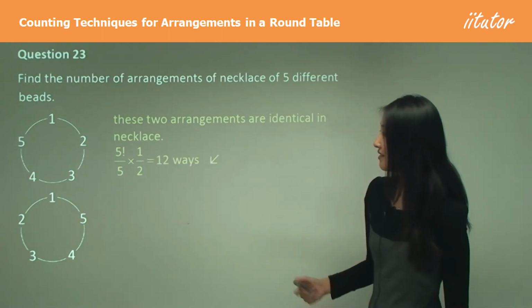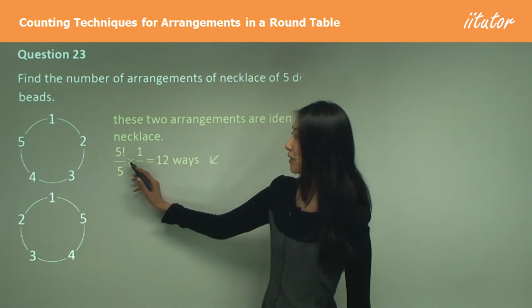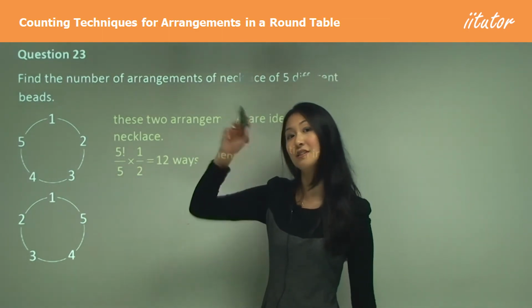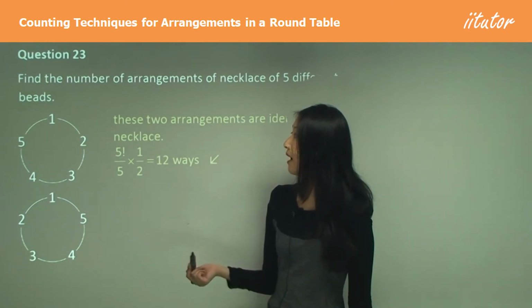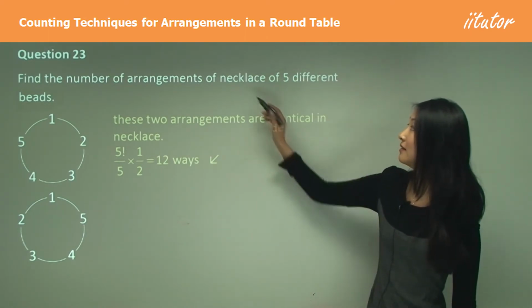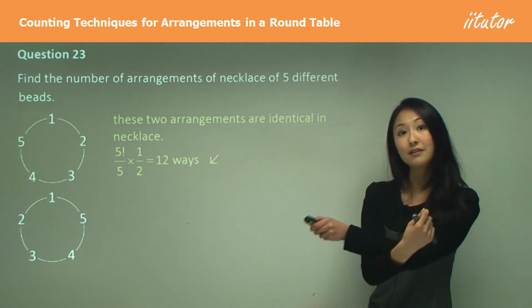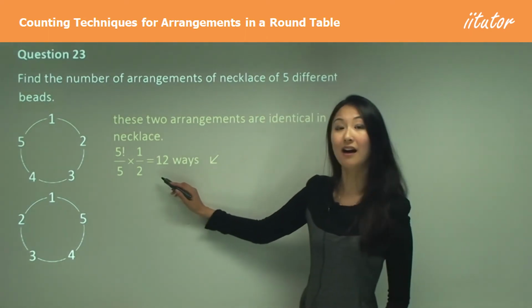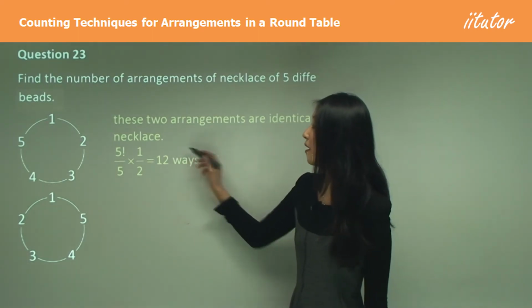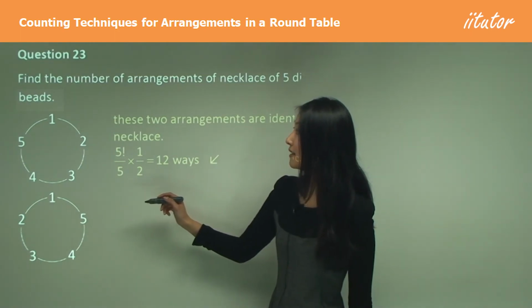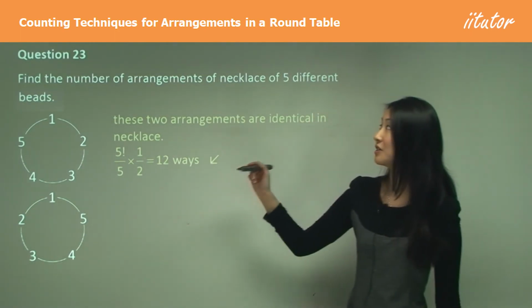Okay? So in this case, we have 5 factorial, but divided by 5 because it's around a circle. So there's 5 identical ways. But because it's actually a necklace, so we can flip it around, we just multiply by half. So there's just half the number of ways. So in this case, there's only 12 ways that 5 beads can be arranged around to make a necklace.